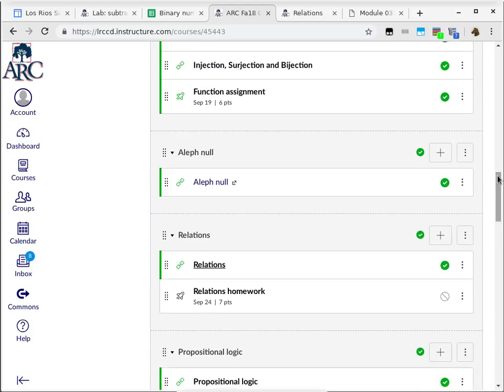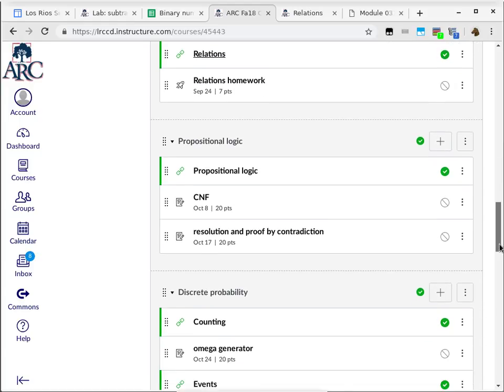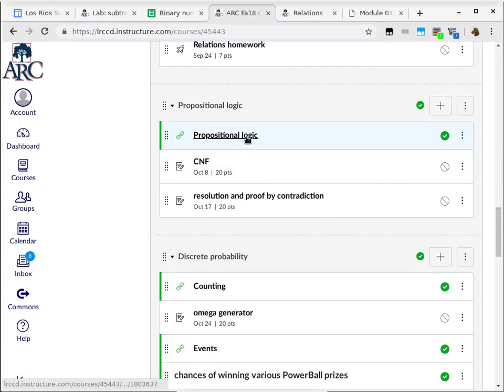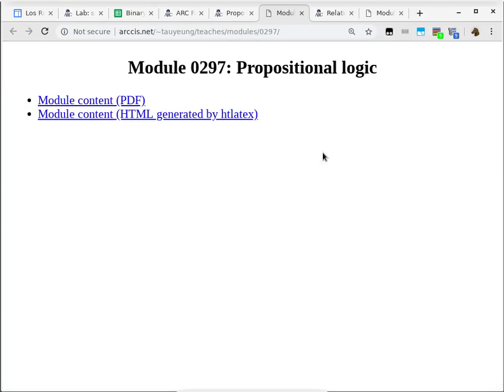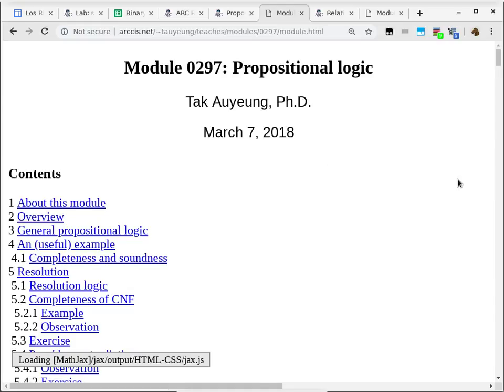And let's see, the homework assignment for functions is due on Wednesday. So that means I'm going to release the relation homework on Wednesday. This way you don't have two active homeworks at the same time. So now we're going to move on to propositional logic, which is a fairly big topic. It's a bigger topic compared to functions or relations because there are several perspectives to propositional logic.